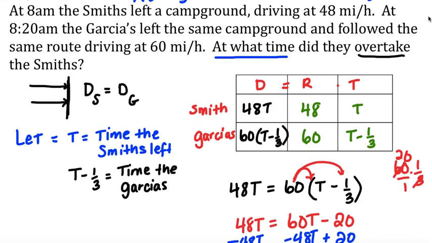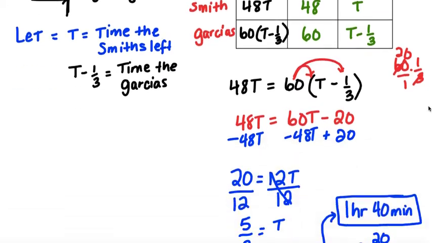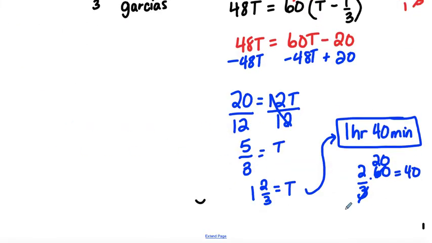Now, if you wanted to, you could say 8 o'clock and then add the hour and 40 minutes, so that would give me a time of 9:40. And since the question specifically asked at what time, I'm going to do that and say that they overtook them at 9:40 a.m. All right, guys, there's your solution to the first one. Hope that helped.